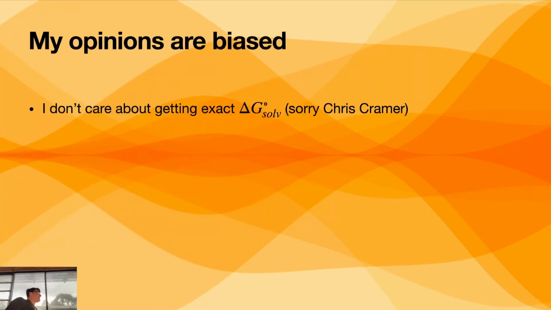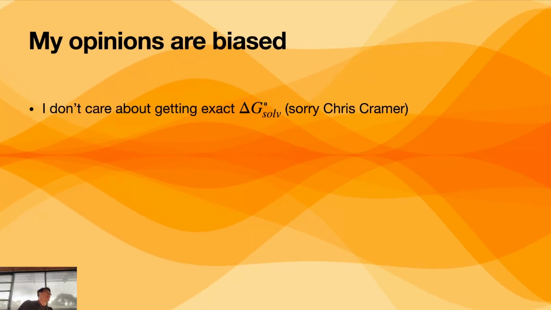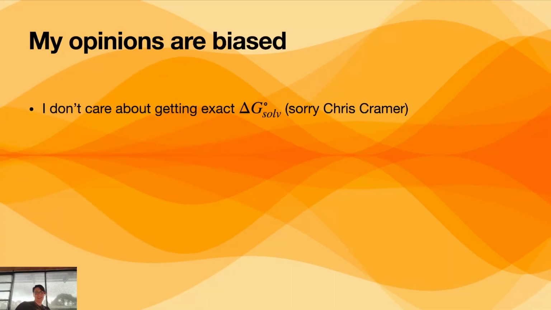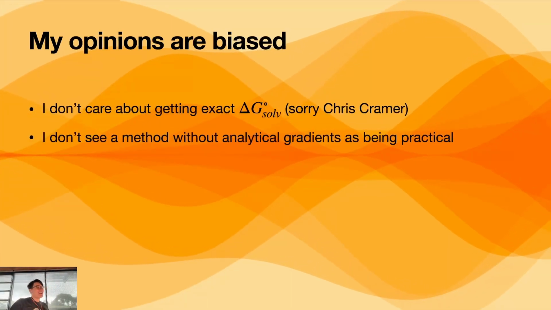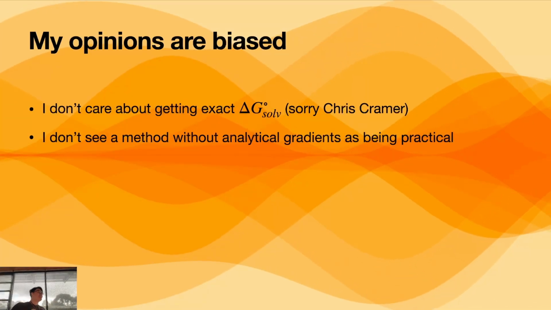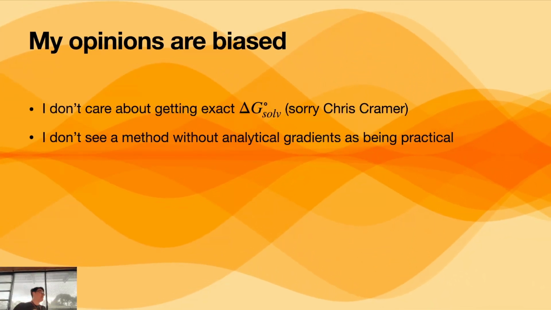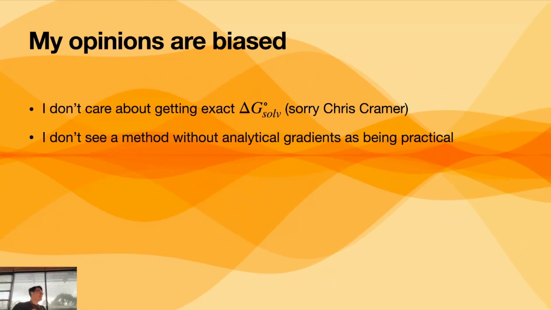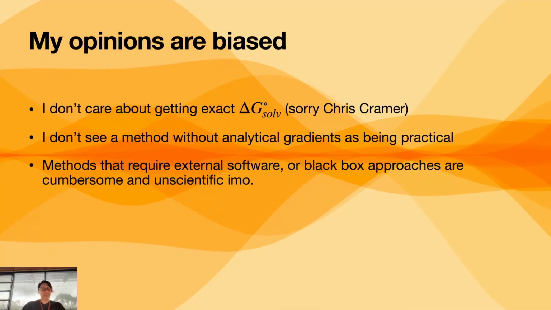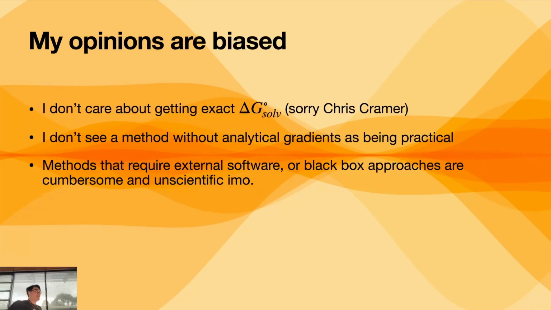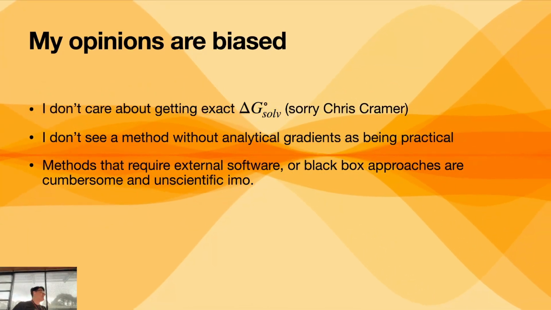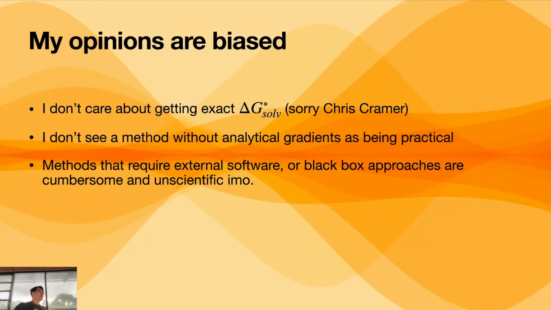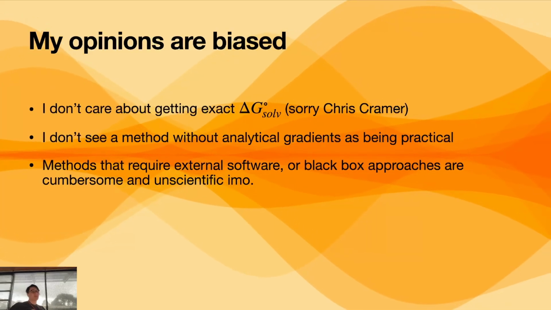And I need to put this slide in because I am quite biased. I don't care about getting exact solvation energies, though this may change later in my PhD, apparently. I don't see a method without analytical gradients as being practical, to be perfectly frank. If you can't optimize it, then what's the point? You're just using bad geometries to get good energies? That's silly. And methods that require any kind of external software or black box approaches are cumbersome and unscientific. So just great for industry in the same way that machine learning is great for industry, not so great if you want to understand the intricacies of what's going on.